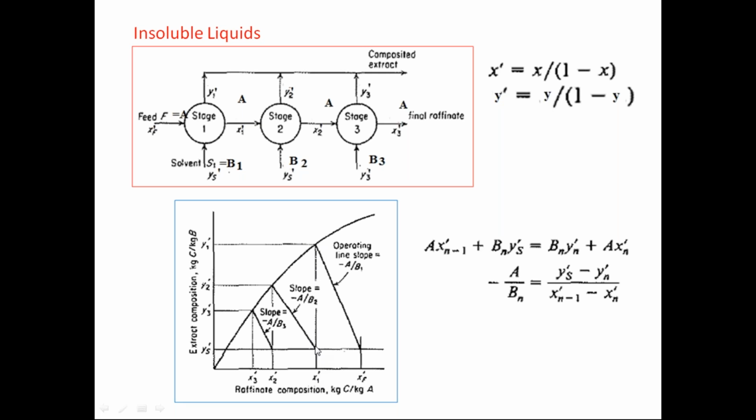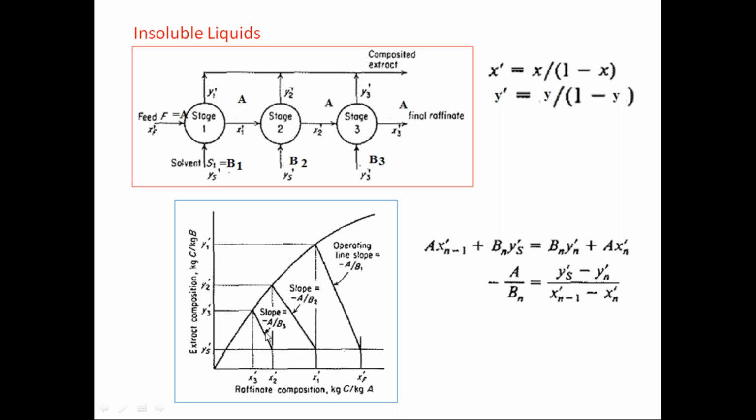Then X1 prime is again treated with Ys. This is a starting point. Then again minus A by B2 is the slope of the second stage operating line. You can draw it. Then you will get Y2 prime and X2 prime. Then again you can draw like this. So if you use three stages, finally the raffinate will have this much concentration. Then the composite extract will have the average of this. You can find out how much of those things are there by doing the material balance.